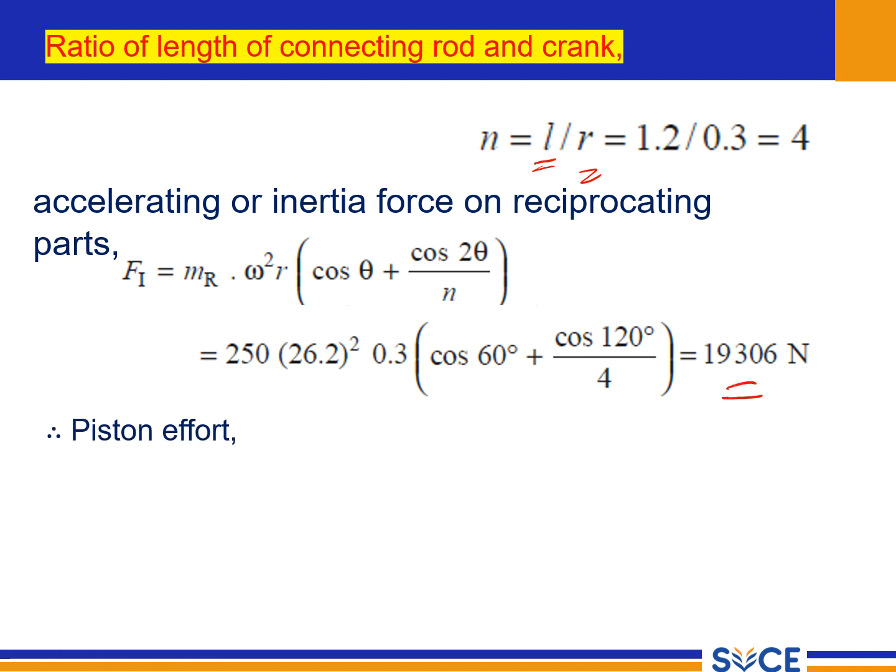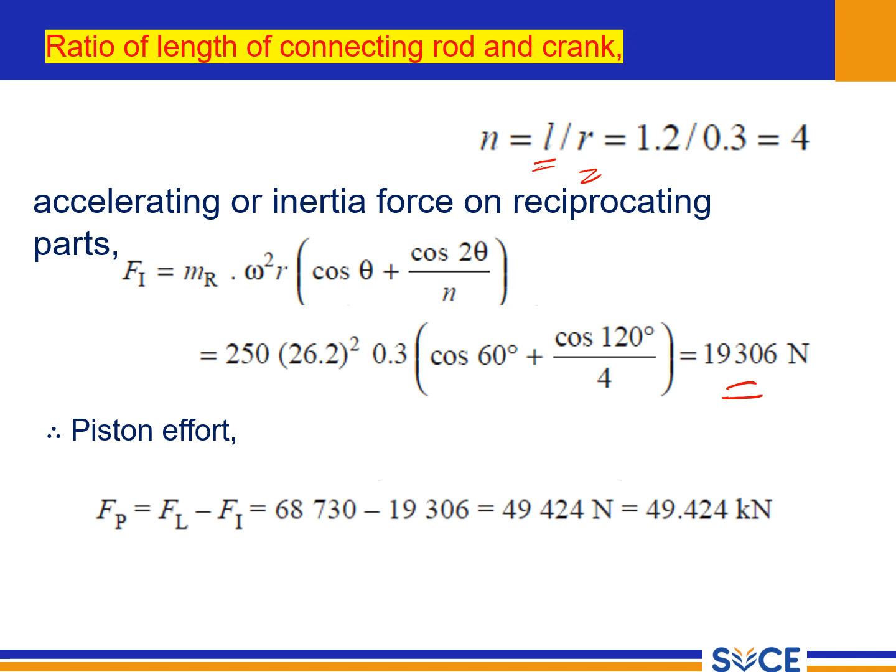What is the next, the piston effort? It is the load FL minus FI. We calculated both, so it is 68 kilonewton minus 19 kilonewton, and we get 49.4 kilonewton.